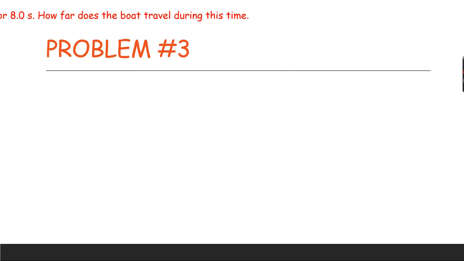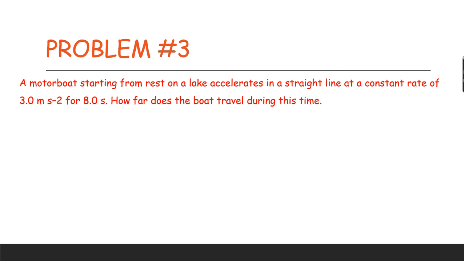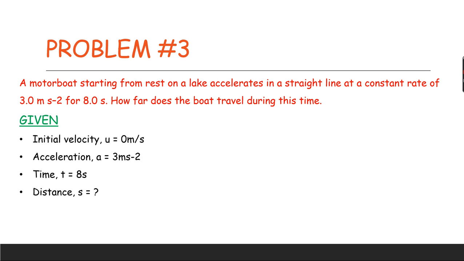So let us see our next problem, which says that a motorboat starting from rest on a lake accelerates in a straight line at a constant rate of 3 meter per second square for 8 seconds. How far does the boat travel during this time? So we have to find the distance, right? So we have initial velocity, acceleration, time, and we have to find the distance.